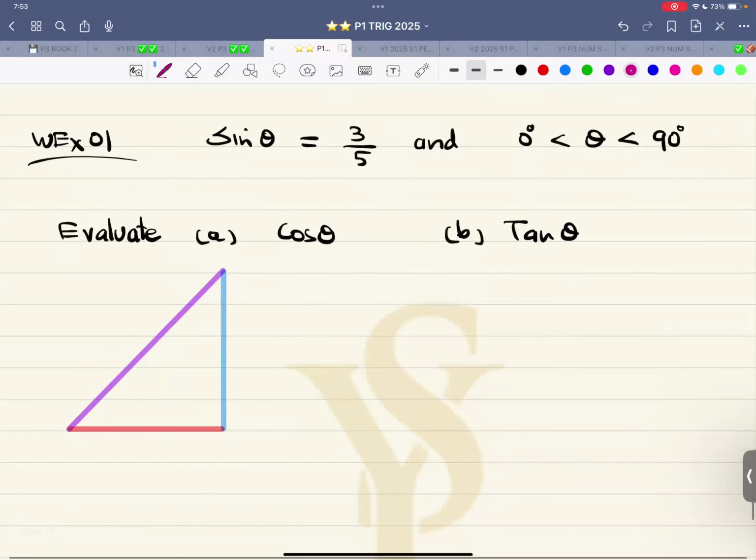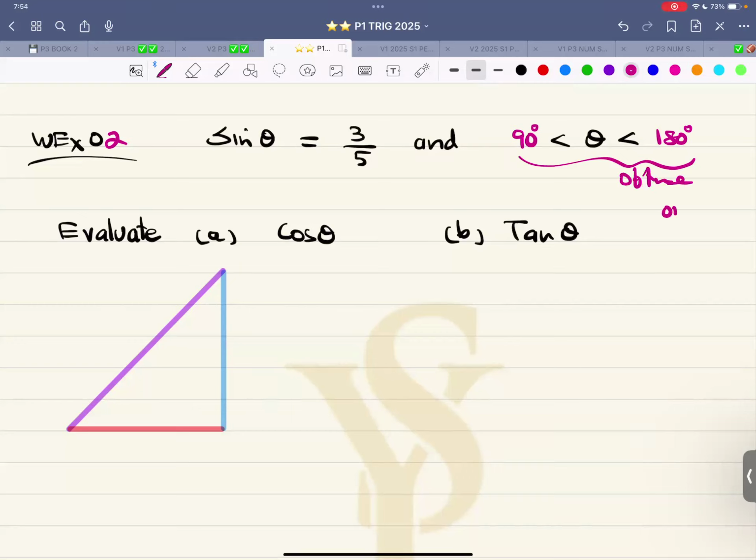Worked example 2. So now worked example 2. Sine theta is still 3 over 5. Let me change these two things. Therefore, theta lies between 90 and 180. Now we are talking about obtuse angle. Therefore, only sine is positive because we are in quadrant 2. Got the idea?